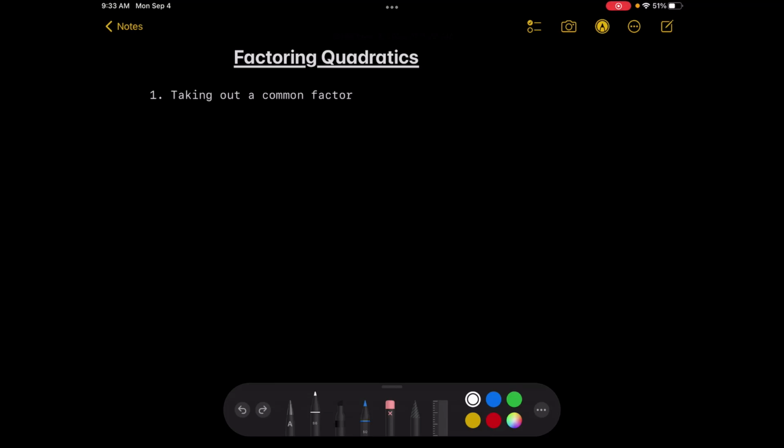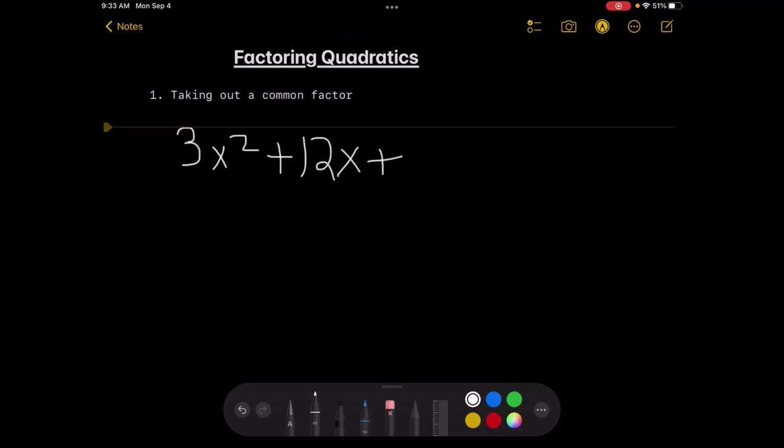So let's say we have a quadratic like 3x squared plus 12x plus 21, and we want to factor it or simplify it. Now how would we go about doing that? Well, notice that we can take out a 3 from each term because all three terms are divisible by 3. So we can take out a 3 and we can divide each term by 3.